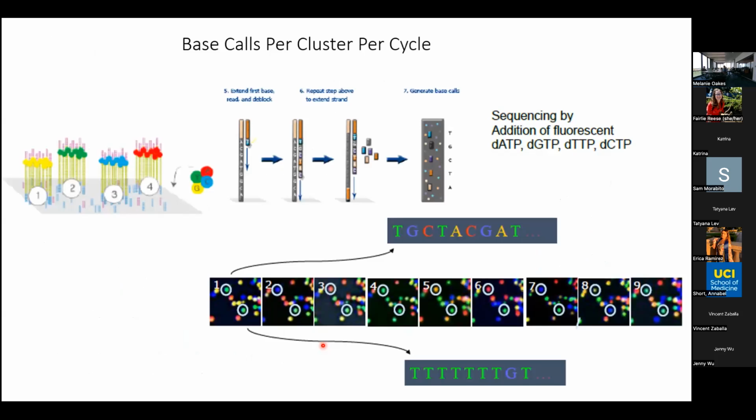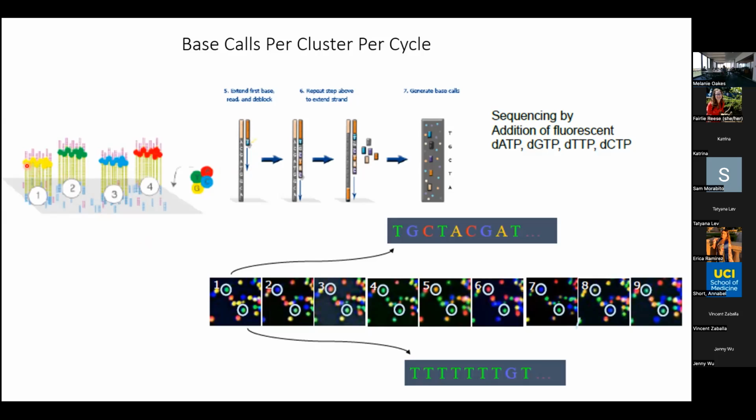So what's the point of the clusters? And I really like this diagram here, because after we have the clusters, we're going to hybridize a primer, okay? And once that primer has been added, then we have all of these fluorescent nucleotides. And it will add one fluorescent nucleotide and then stop. It's actually blocked from progressing beyond the first nucleotide.